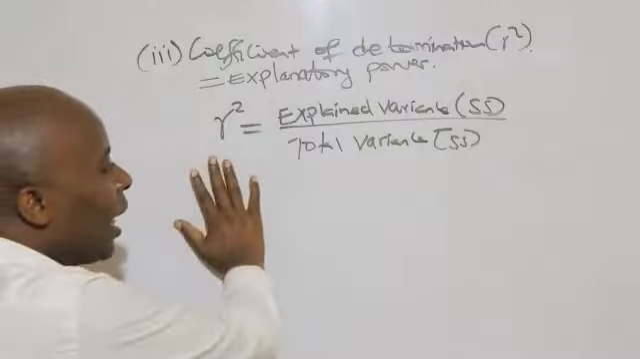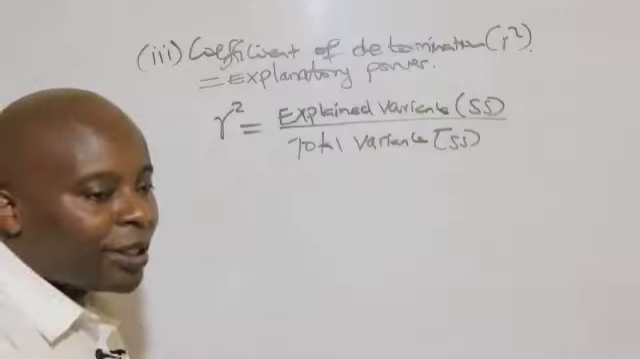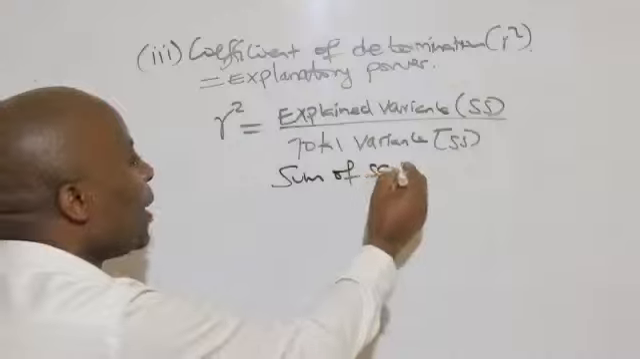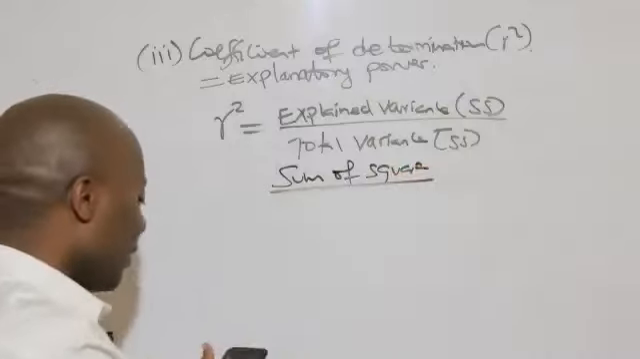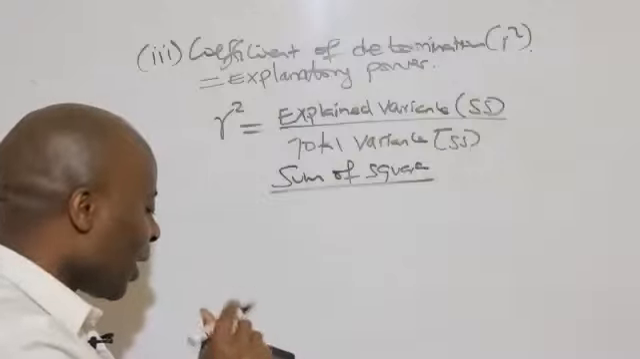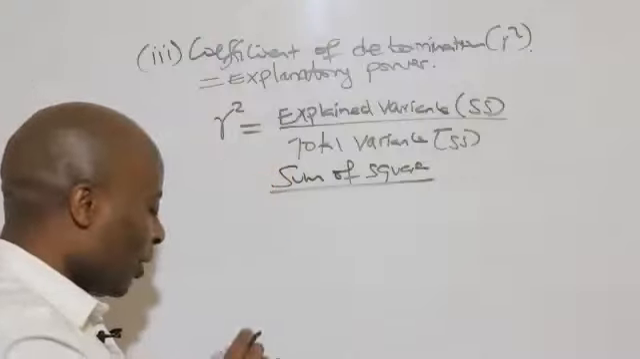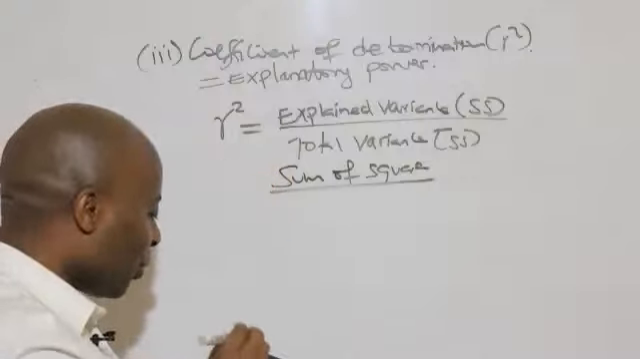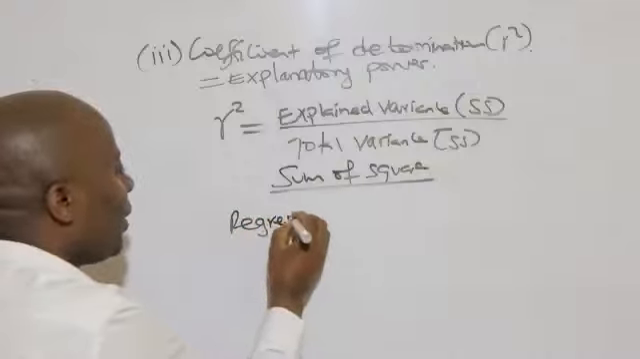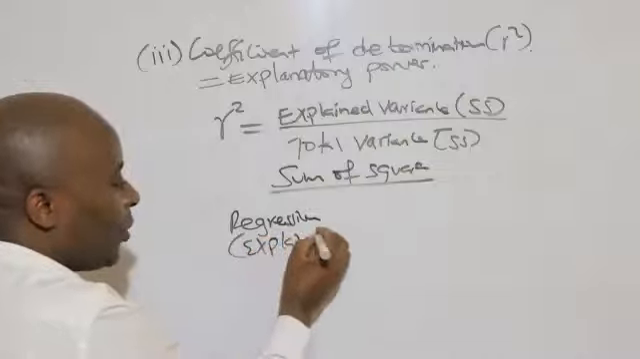So R squared is explained variance over total variance. Let us go to the sum of squares. So the sum of squares, what do we have here? Remember, you normally get it from the ANOVA table. I'm able to see the regression. Regression are the ones we call explained.